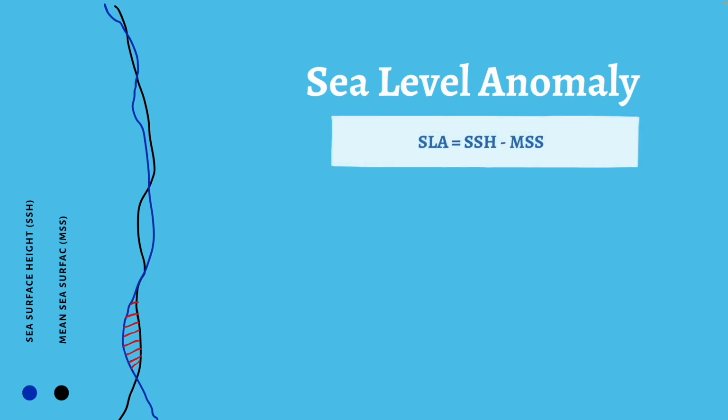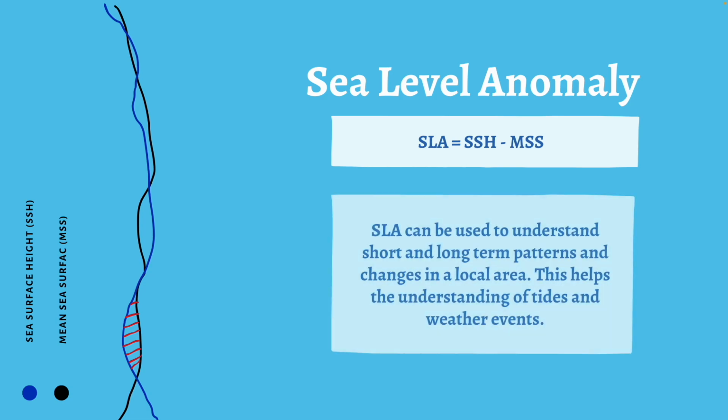Finally, the sea level anomaly is calculated by finding the sea surface height and removing the mean sea surface height. It can be used to understand short and long-term patterns and changes in a local area. This helps the understanding of tides and weather events, such as El Niño and La Niña, which can induce regional changes in surface height.